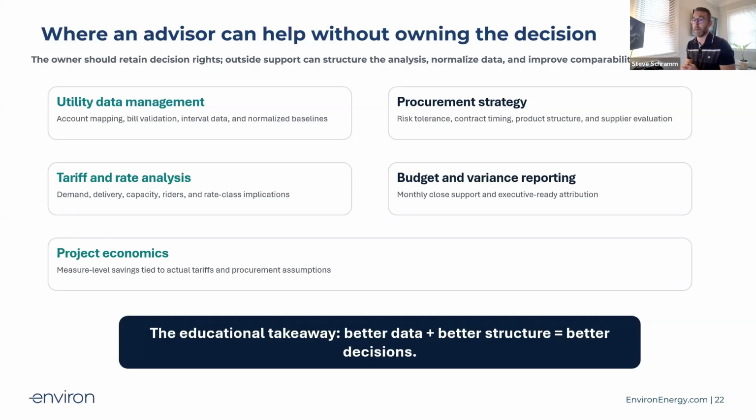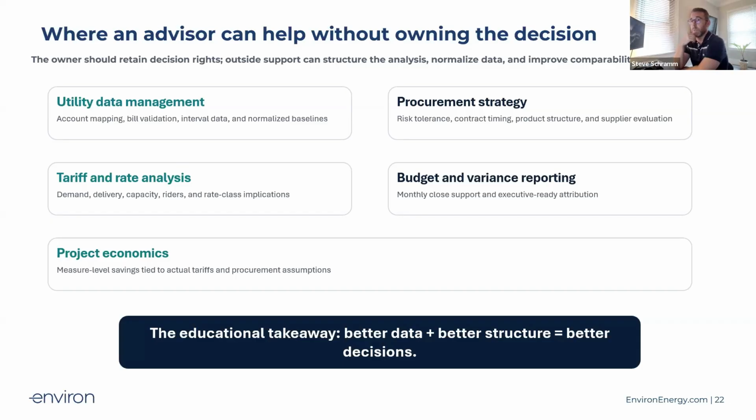One being utility data management, so making sure all your accounts are mapped properly, looking at that interval data, and looking at bill validation, making sure there are no overcharges and that you're on the right rate class, et cetera. That leads into tariff and rate analysis, looking at all of those demand-based charges and making sure everything is accurate. Project economics, making sure that your savings are actually accounted for and tied to what you expect them to be. Procurement strategy, like Oliver had talked about, managing the commodity itself, so that's the natural gas and the electricity.